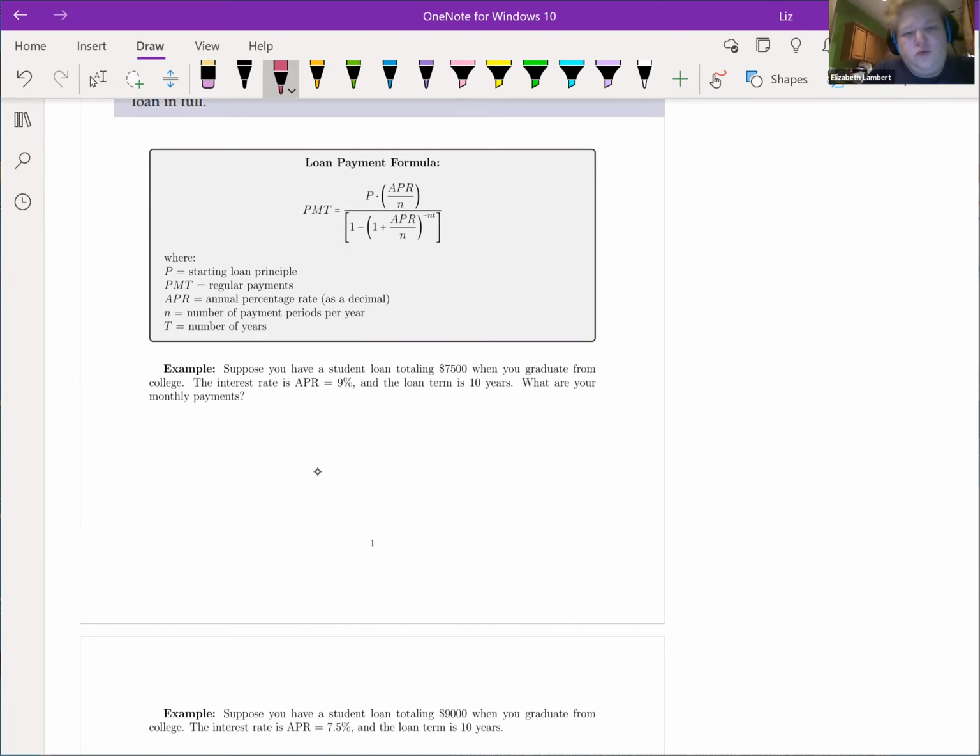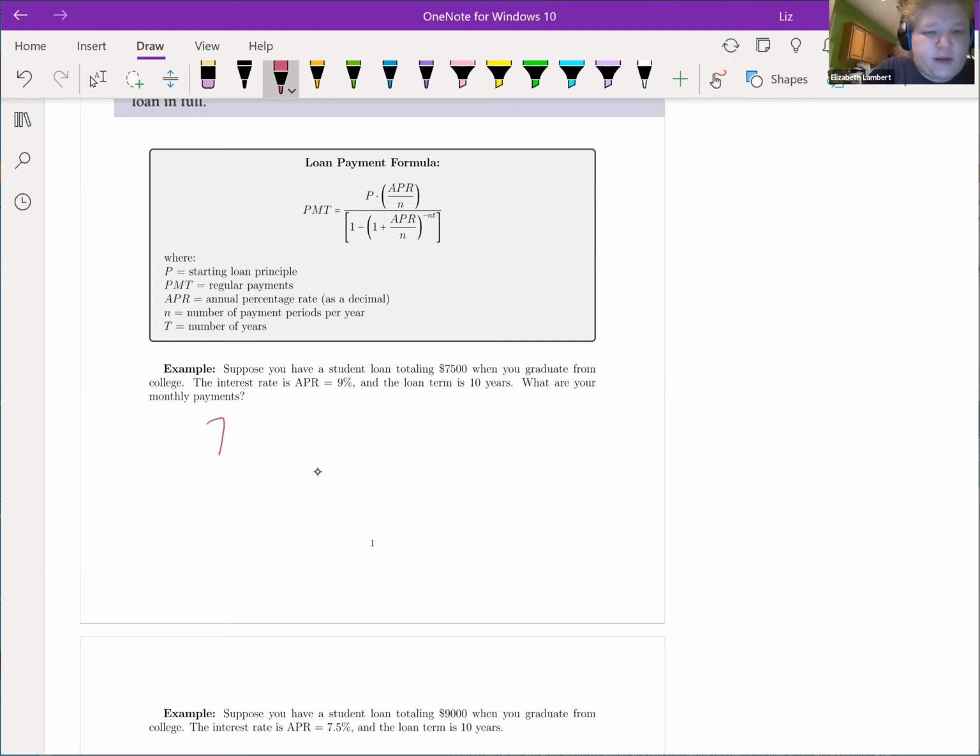A student loan totaling $7,500. That's a lot of good scholarships. When you graduate from college, the interest rate is 9%, and the loan term is 10 years. What are your monthly payments? So we are going to plug them back into that formula and see what we get.